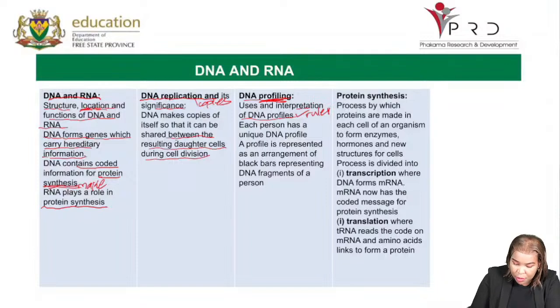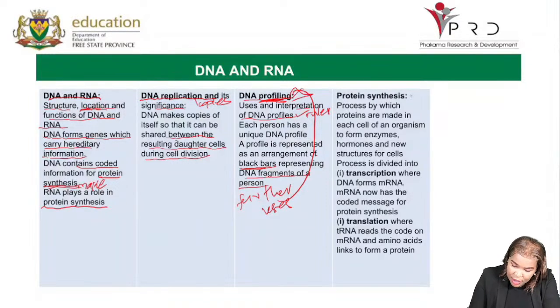Remember the uses of DNA profiling. It is because we want to match, because your DNA profile cannot match the DNA profile of another person unless you are genetically identical twins. A profile is represented as an arrangement of black bars. So you already know what I'm talking about, representing the DNA fragments of a person. So you must be able to know that and know the uses. What are further uses of DNA profiling? So what do we use it for? For solving crime. You know all those reasons.